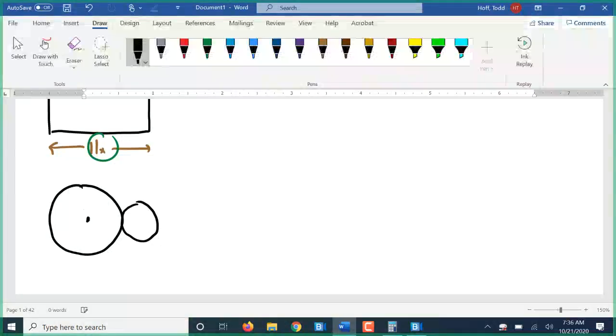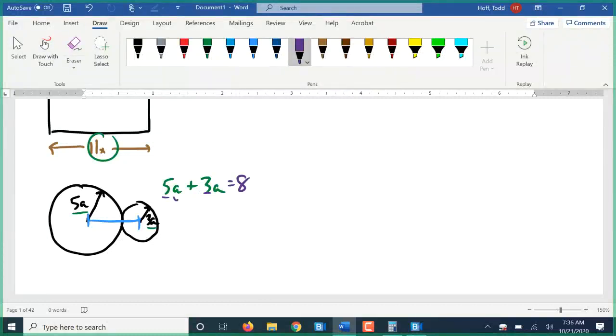Or in a situation like this, we might have 5a and 3a. If I want to know that distance center to center, I'm going to be adding them again, 5a and 3a. But now since they have the same names, I combine the counts. 5 plus 3 is 8, and I keep the same name. They're both a, so that stays a.